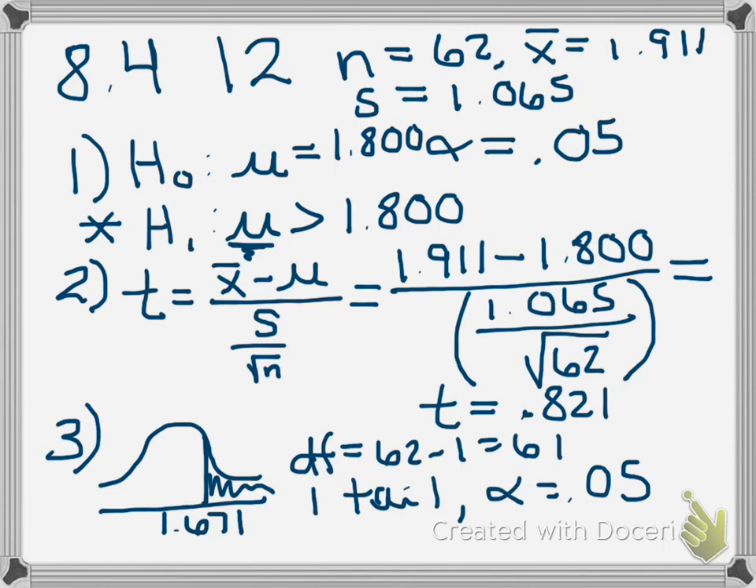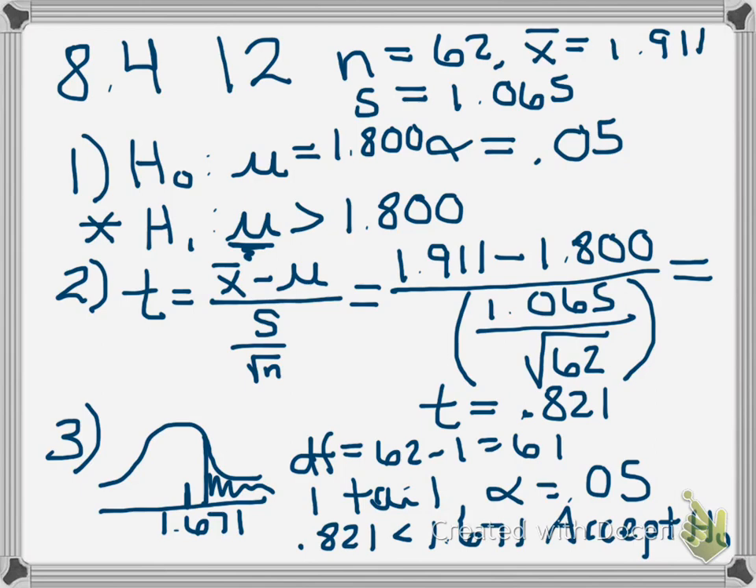So if you think of it, 0.821 is to the left here, and it's going to be in the clear. So since 0.821 is less than 1.671, we will be in the clear and we will accept H naught. Okay, so since 0.821 is less than 1.671, we accept H naught.